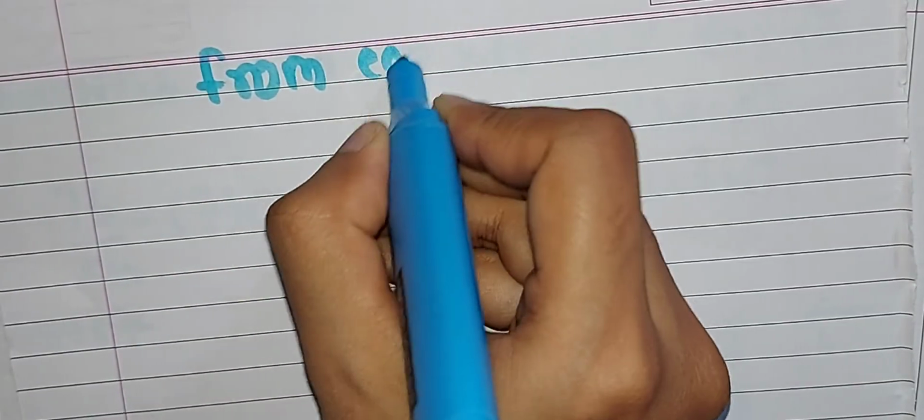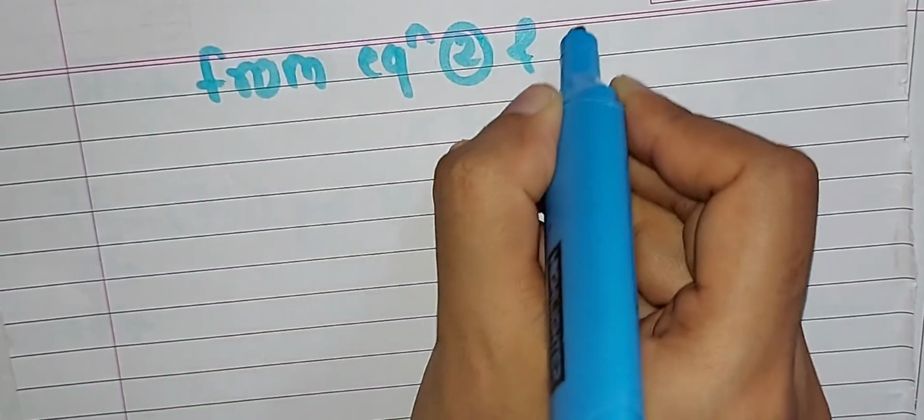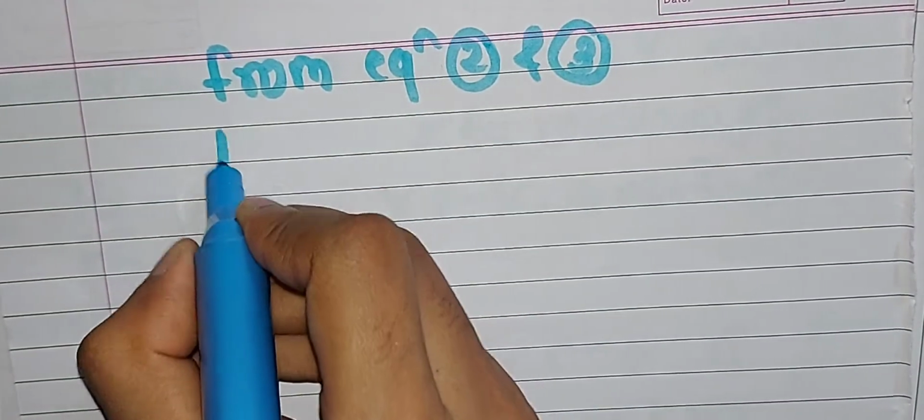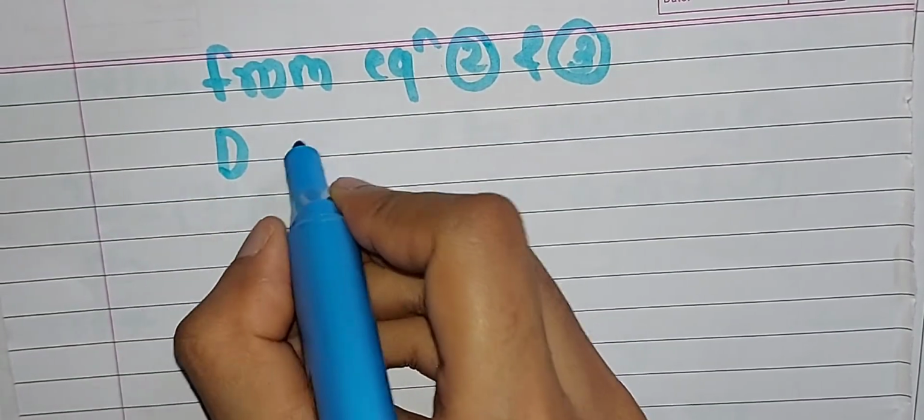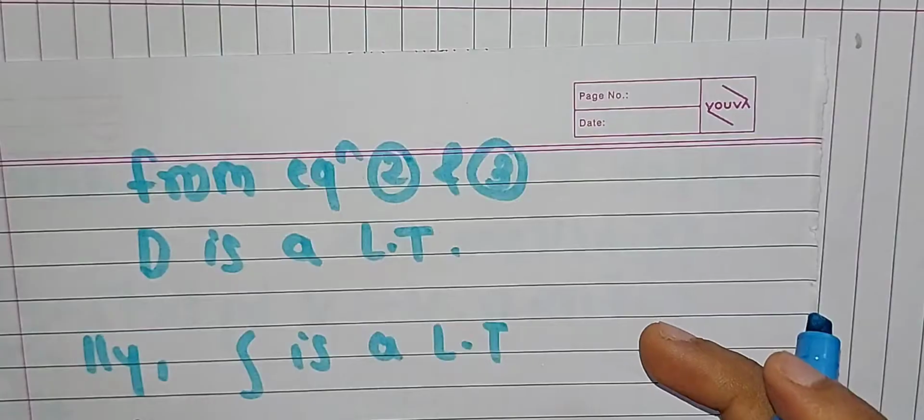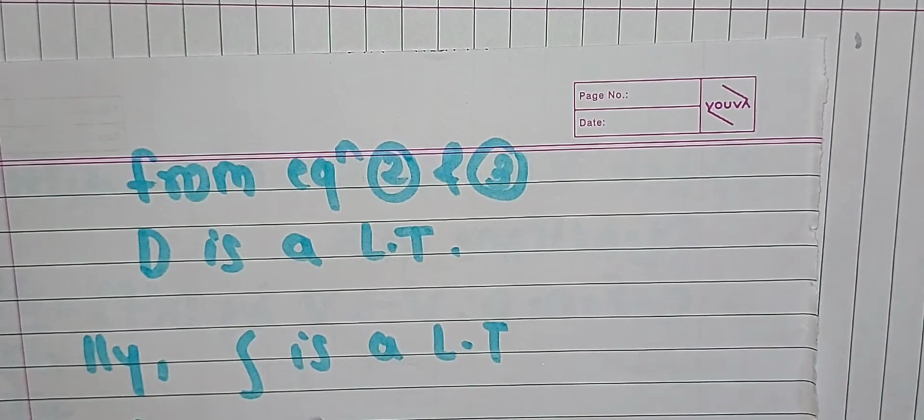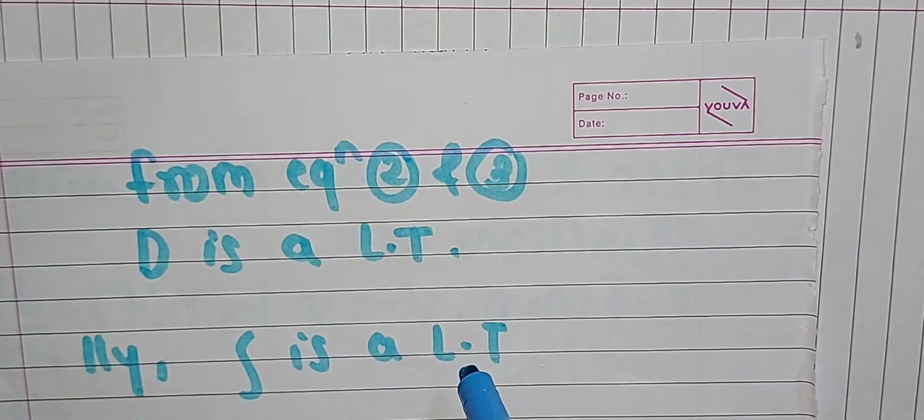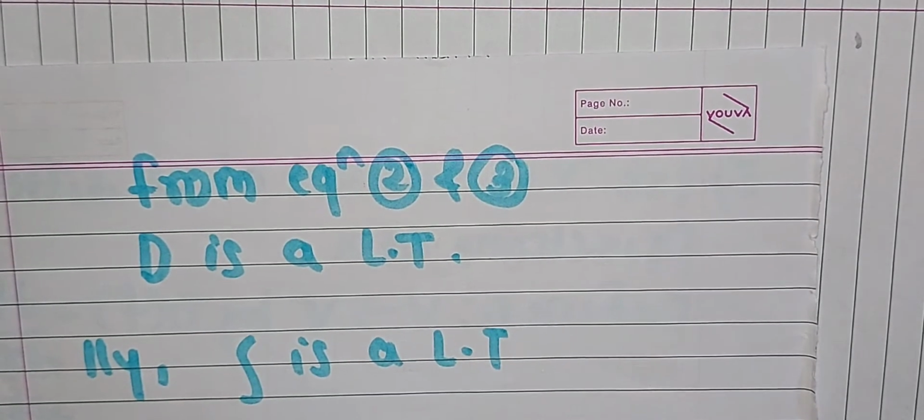Hence from equations number 2 and 3 we have obtained that this D operator, that is the differential operator, is a linear transformation. Okay.